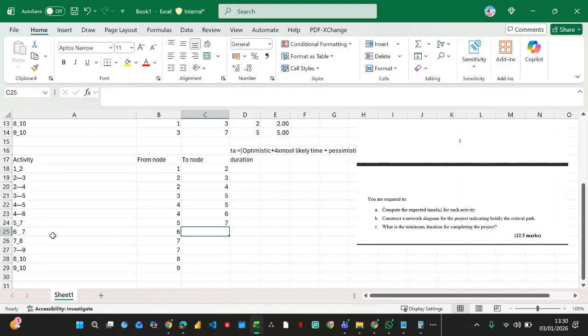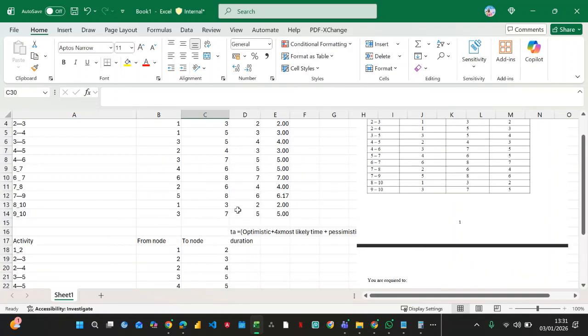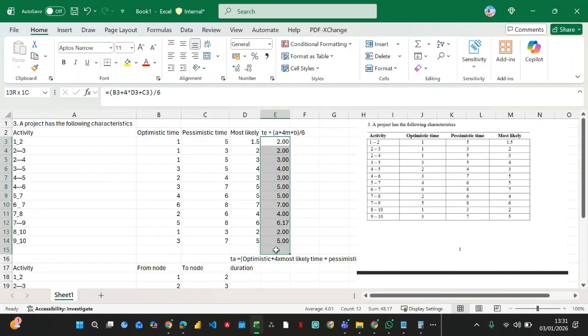And then we have five that is going to seven, and six that is going to seven again. Then we have seven that is going to eight, and another seven that is going to nine. Then eight is going to ten, and we have nine that is also going to ten. Do you get it? So what I did here was to help us draw this in a very simple way.